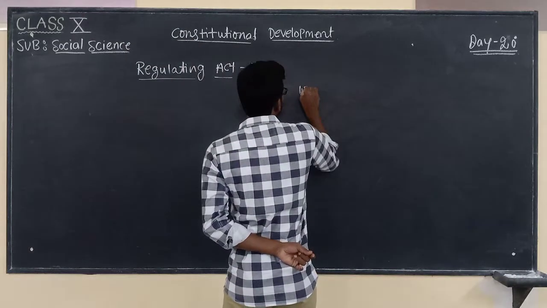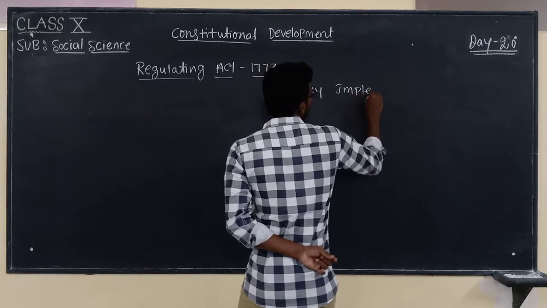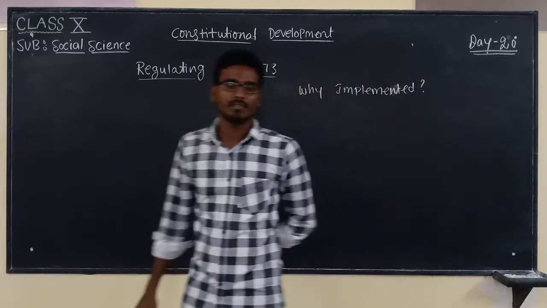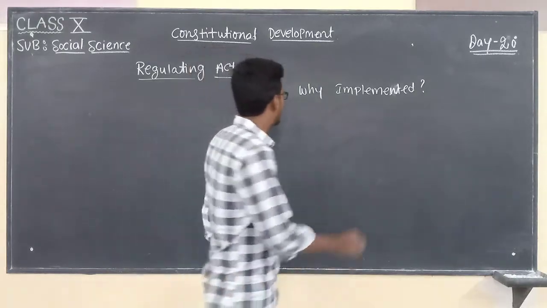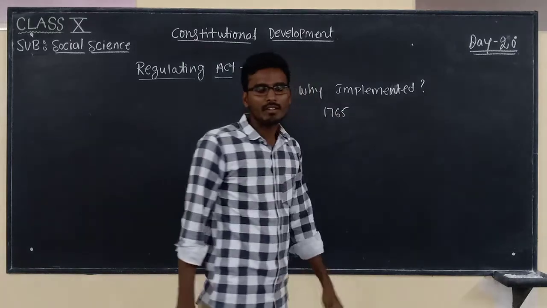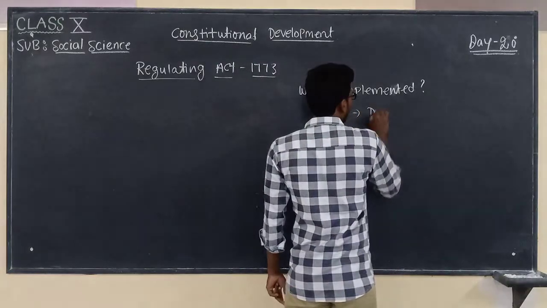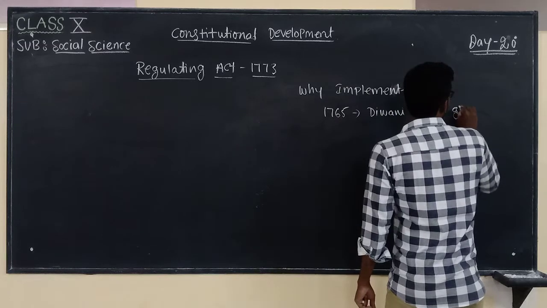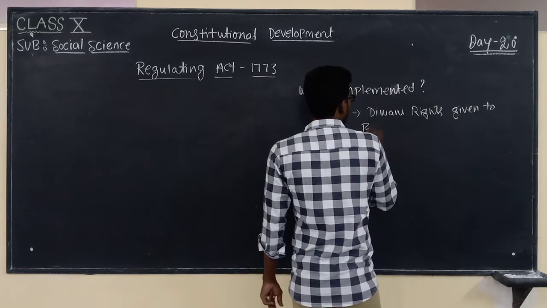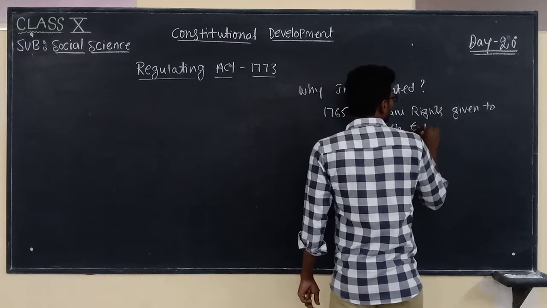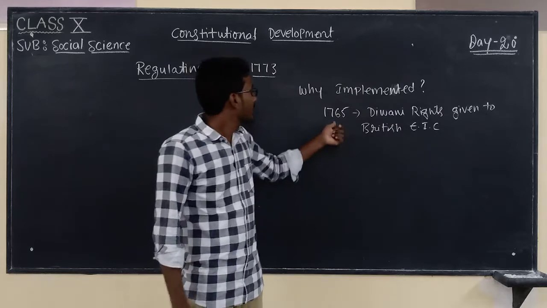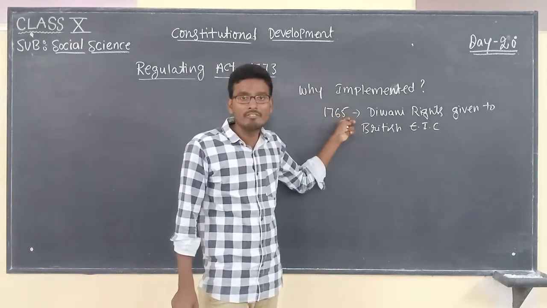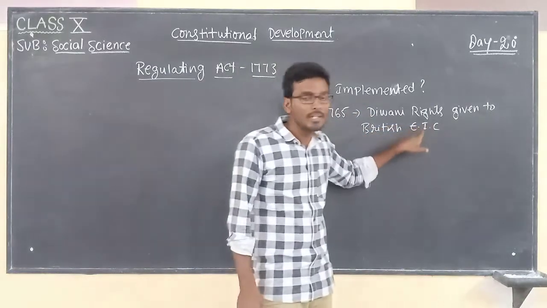Why was the Regulating Act implemented? This is the question. In the year 1765, Diwani rights were given to the British East India Company. In the year 1764, what happened? The Battle of Buxar. After the Battle of Buxar, in the year 1765, Diwani rights were given to the British East India Company.